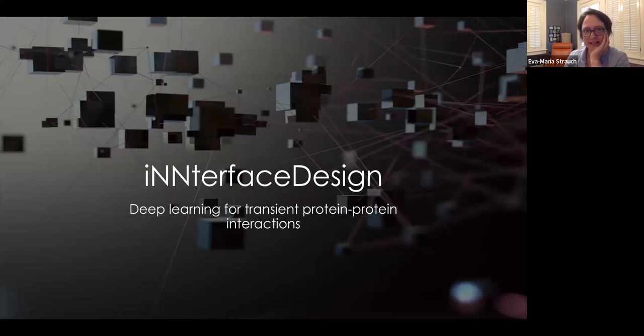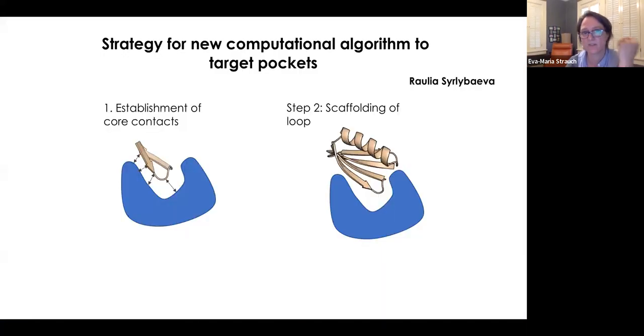A talented postdoc in my lab has been putting together over the past few years, which we call interface design, with 2 N's for neural networks. And so we have been working on how we can use deep learning for transient protein interactions and designing them. And so we made one assumption. We said we want to focus on a small part because we can always transplant that into our scaffolds. And so the idea is, how do we make perfect contacts?